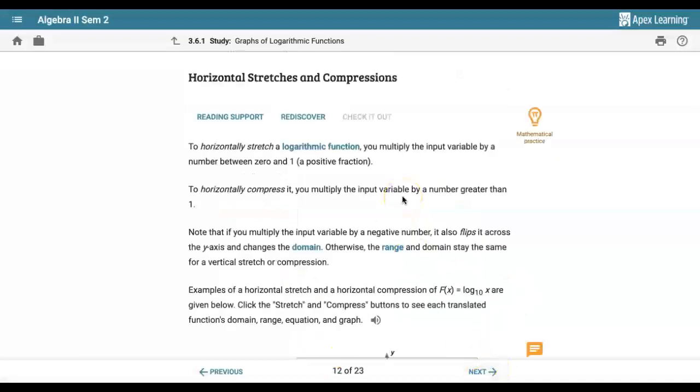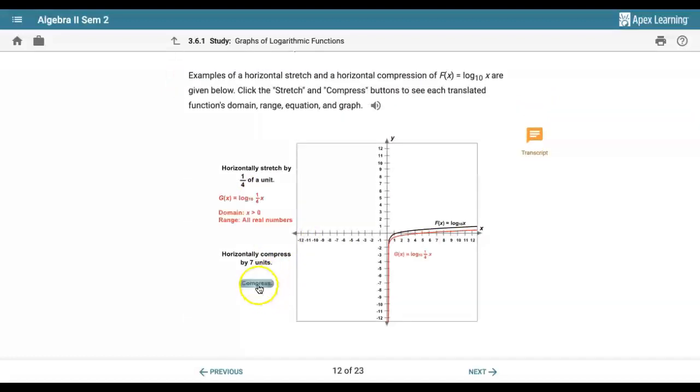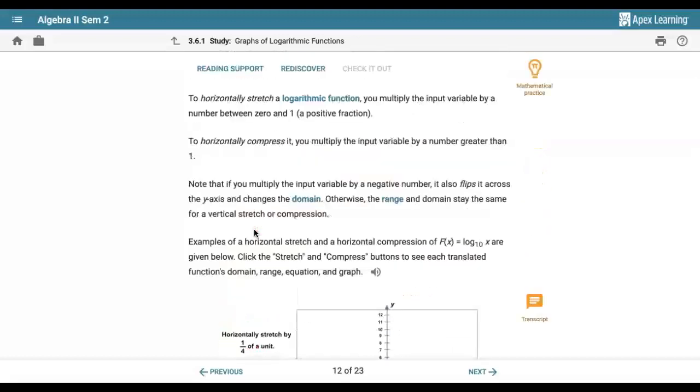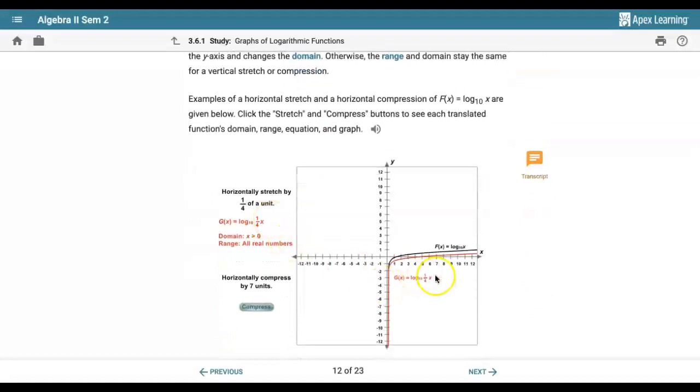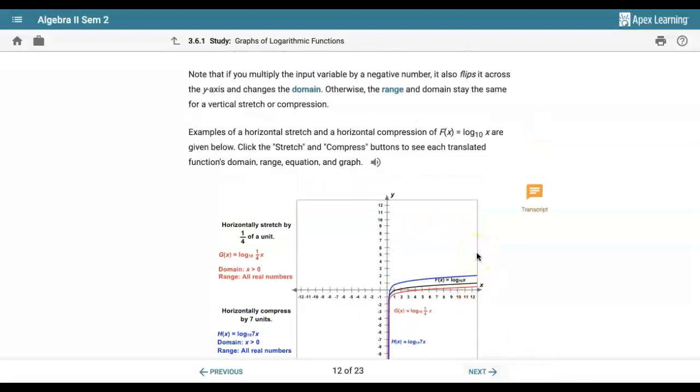Horizontally, of course, again, stretching is still greater than 1. Compression is between 0 and 1, and if we have a negative value, it flips, but when we're dealing with horizontal changes, it now flips it across the y-axis. So again, if we stretch by a fourth of a unit here, we will have it being multiplied on the inside, and our compression being multiplying the inside by that 7. That's going to be the trick there. Since there's no negative values, there's no flipping across our y-axis.